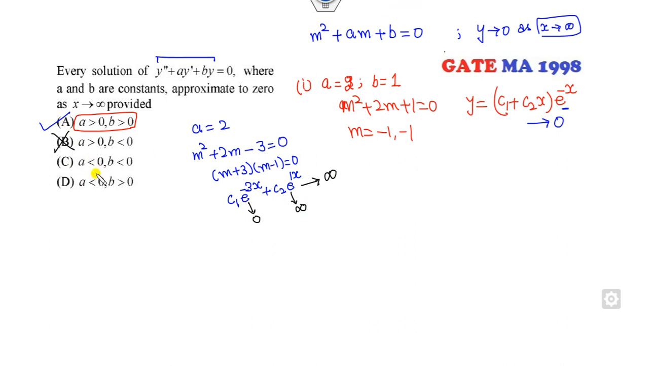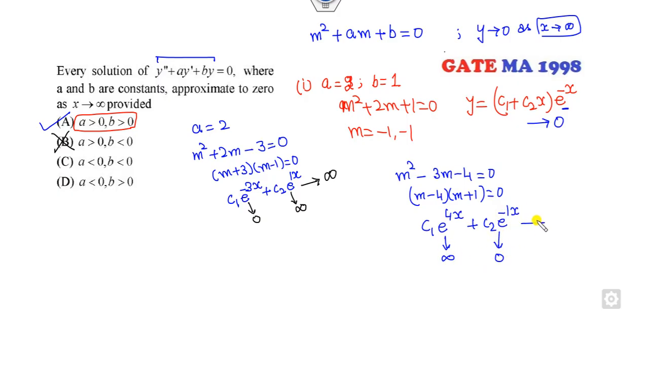A is negative, B is negative. So both values I can take as negative. So what I can choose, I can simply take this value. So my factors are m minus 4, m plus 1. So my solution will be c1 e raised to the power 4x plus c2 e raised to the power minus 1x. So this value will go to infinity, this will go to 0, the complete term will go to infinity, but we need y to go to 0.